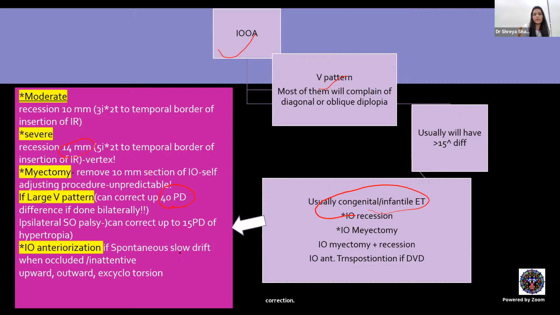Anteriorization: if there is spontaneous slow drift when occluded, inattentive, upward, outward excyclotorsion, you need to do IO anteriorization.